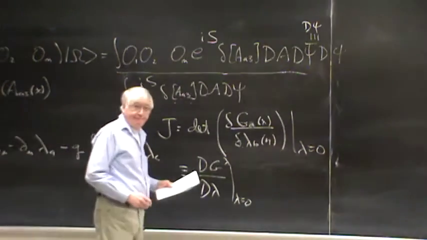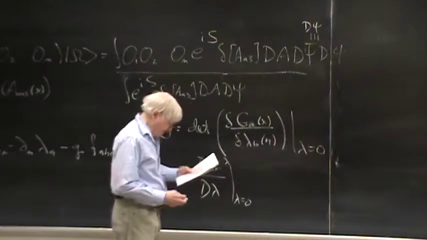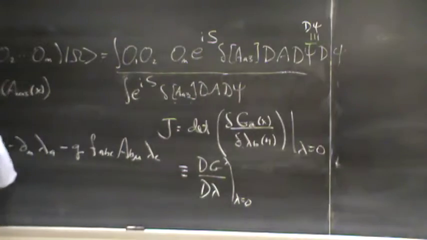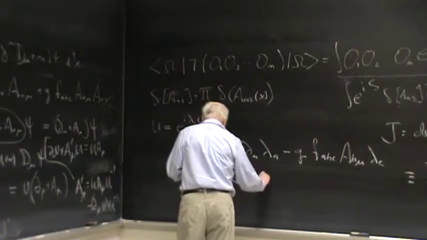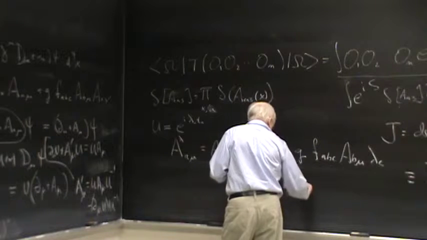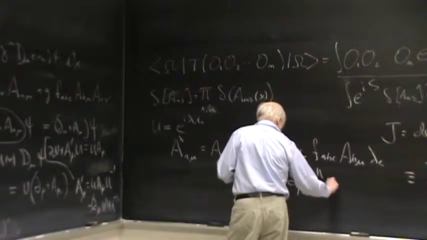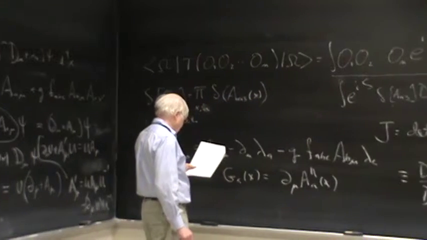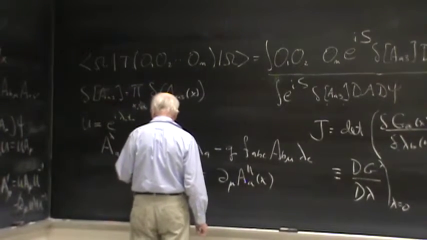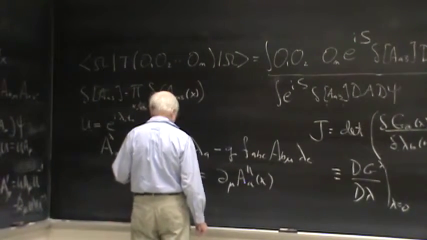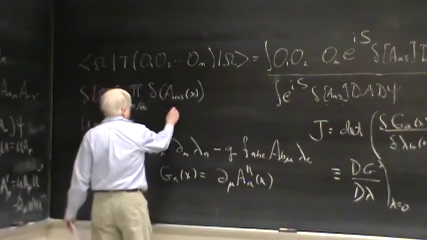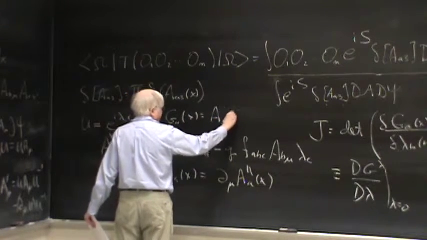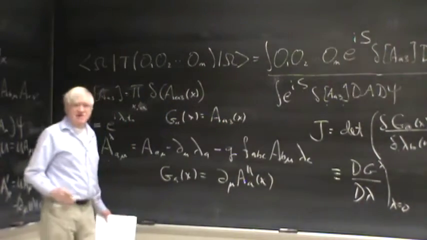Jacobian. And what's capital G? All right, let me give you an example. Capital G of A of x might be d mu A mu of x, or in fact one half of that. Or another possibility is G of A of x is just A3 of x. It's whatever we're going to set equal to 0.